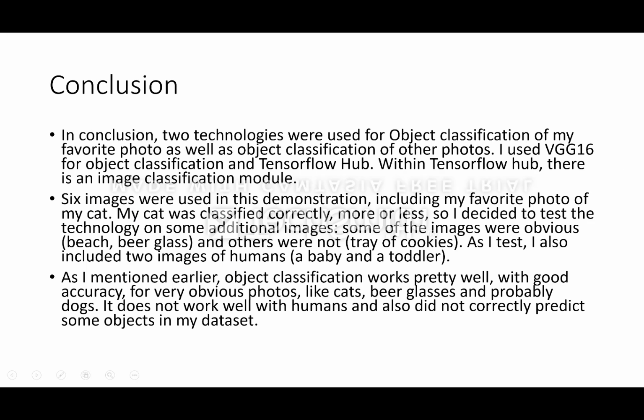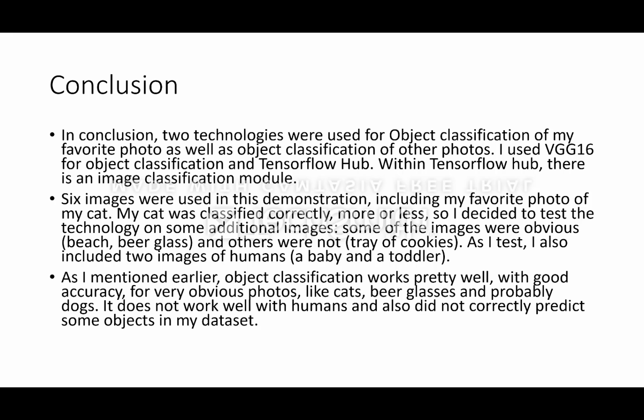In conclusion, 2 technologies were used for object classification of my favorite photo, as well as object classification of other photos. I used VGG16 for object classification and TensorFlow Hub. Within TensorFlow Hub, there is an image classification module. 6 images were used in this demonstration, including my favorite photo of my cat.